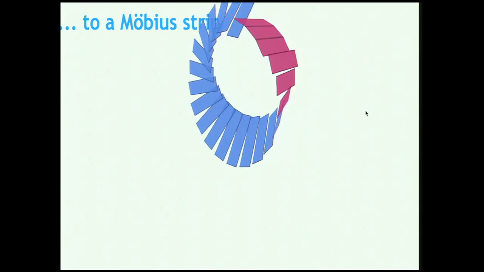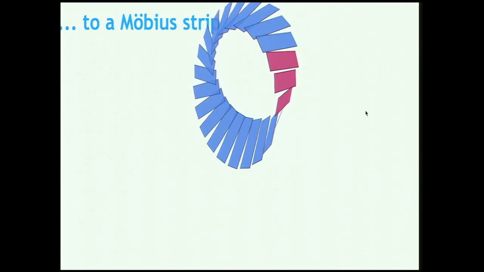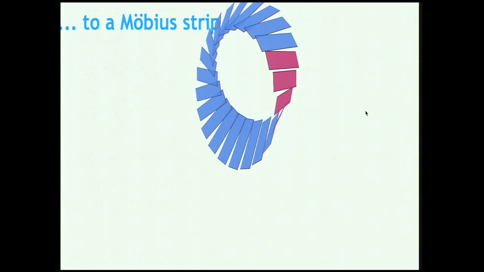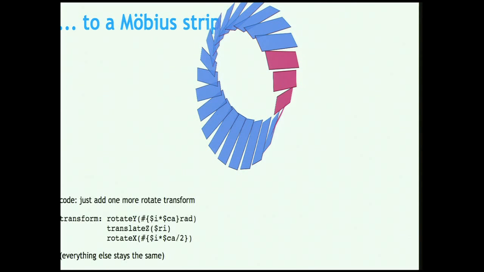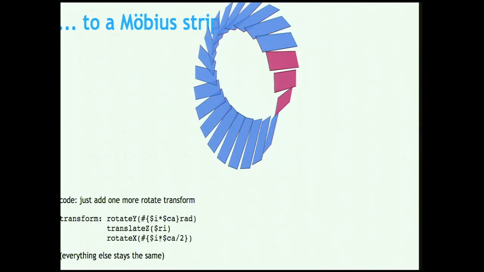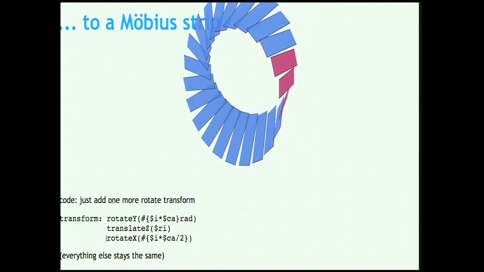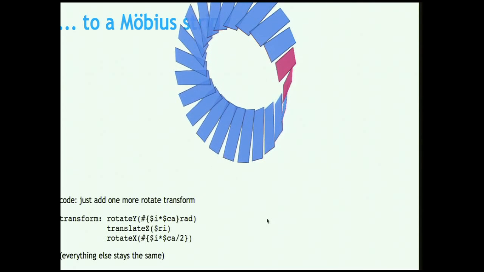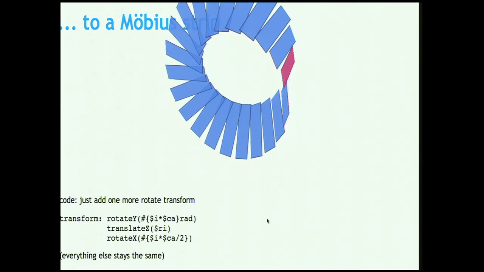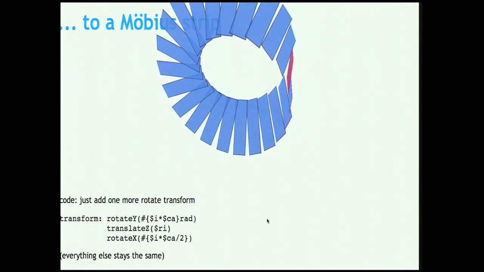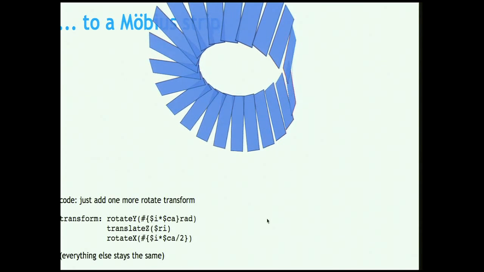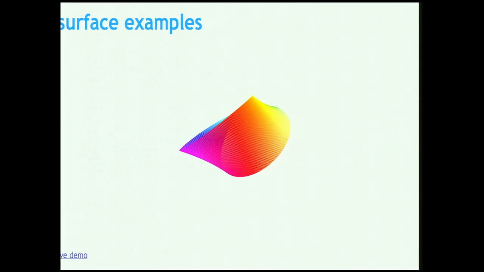The infinite strip is starting from a cylinder, and we also apply a rotate around the x-axis. The rest of the code is just the same. There's just this one more rotate around the x-axis. And this, of course, looks a lot better if I use a lot more elements, like this.